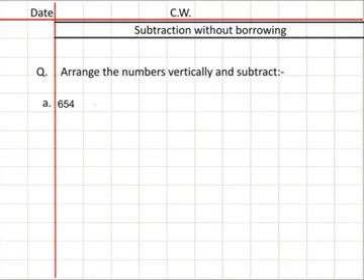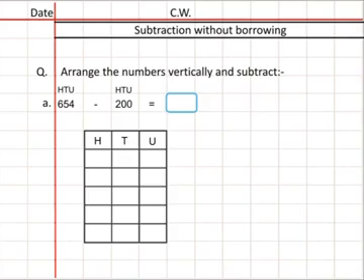654 minus 200. In the number 654, 4 is in the units place, 5 is in the tens place, and 6 is in the hundreds place. In the number 200, 0 is in the units place as well as the tens place, and 2 is in the hundreds place. Do not forget to put the subtraction symbol.